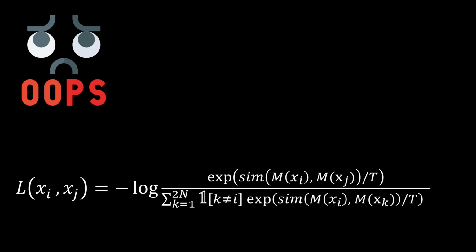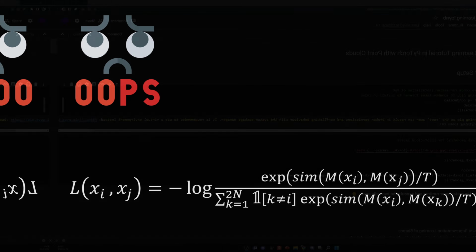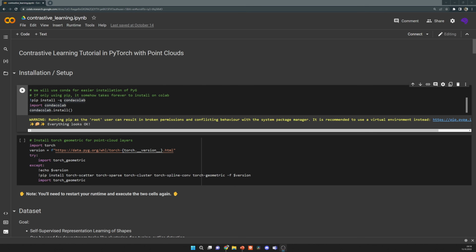Now let's have a look at the data for this implementation part. Alright, so this is the Colab notebook and we will use a library called PyTorch Geometric, which most of you probably are familiar with. And we will use it because for point clouds they have support for a couple of layer types, but we will talk more about this in a second.